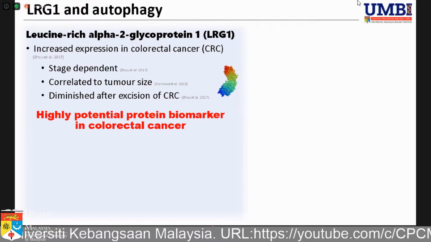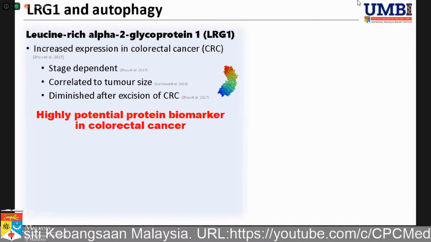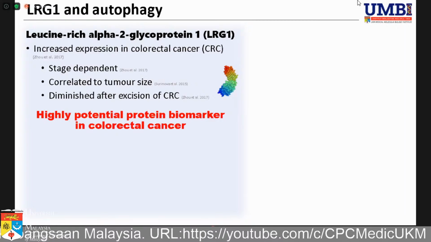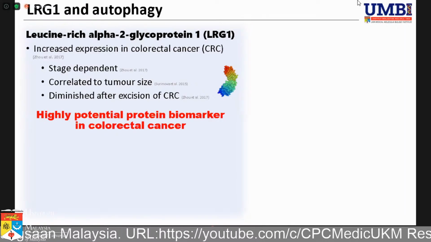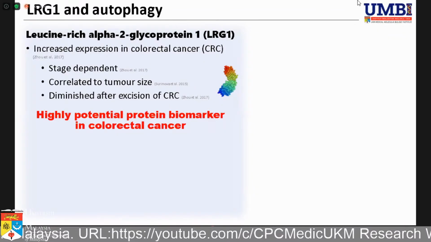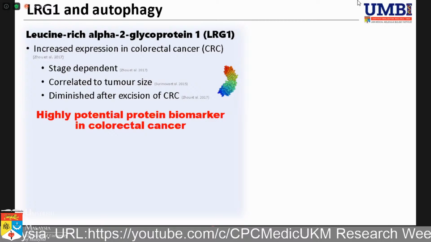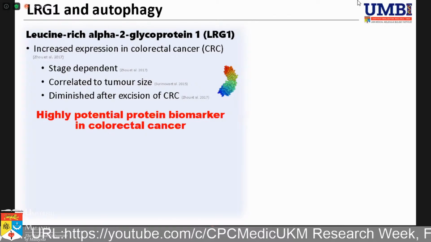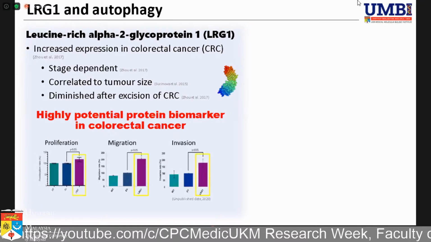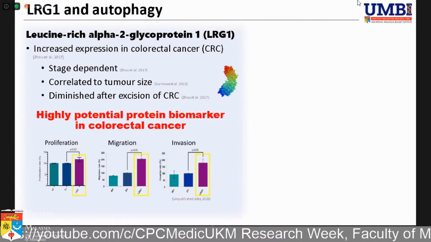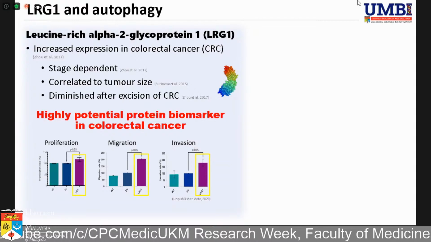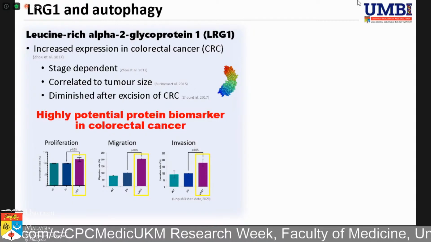It has been reported that the expression of LRG1 is increased in a stage-dependent manner, and it correlates with tumor size. Concordantly, previous data from our lab has verified that LRG1 is indeed elevated in both the serum of CRC patients and also the CRC cell lines in a stage-dependent manner. Furthermore, our previous work has also shown that the LRG1 protein promotes the proliferation, migration, and invasion of the colorectal cancer cells.